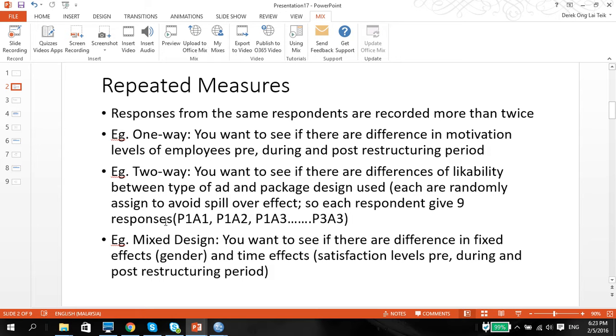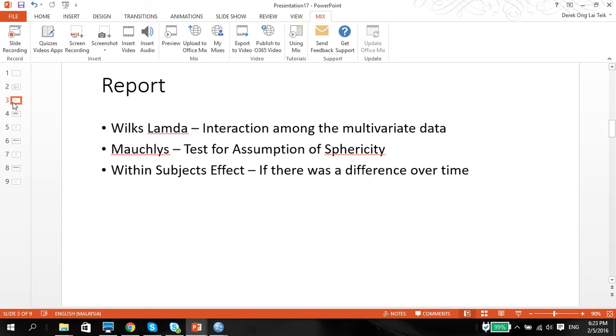And in a mixed design, you may want to see if there are differences in fixed effects, let's say gender, and also over time effects. That's the repeated measures. This is where we have the mixed design, satisfaction levels pre, during, and post restructuring period. Now, let us go to what we need to report.